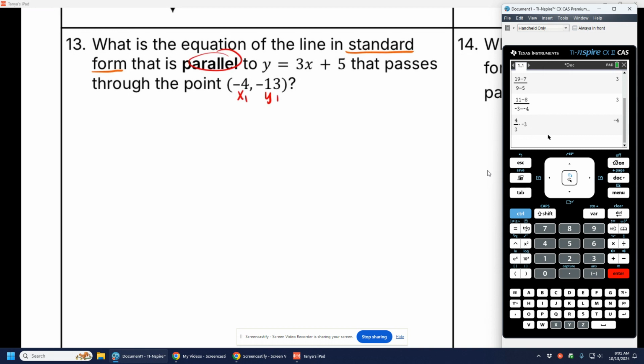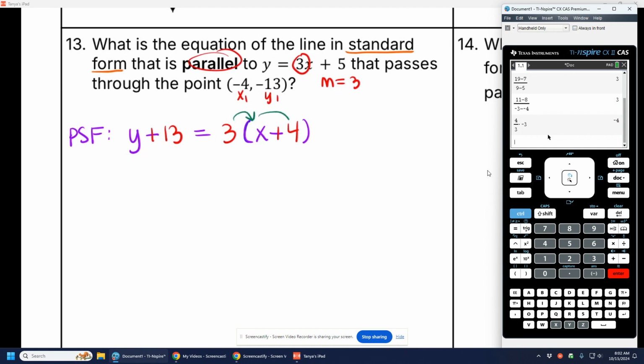And since we're doing parallel, I want the same slope. So we're going to use 3. So starting with point slope form, I'm going to label as I go. So PSF, y minus -13, so I'm going to turn that to a plus sign, equals m, x minus x1, which is -4, so plus. So that's point slope form, but we're not done yet. We're going to keep going.